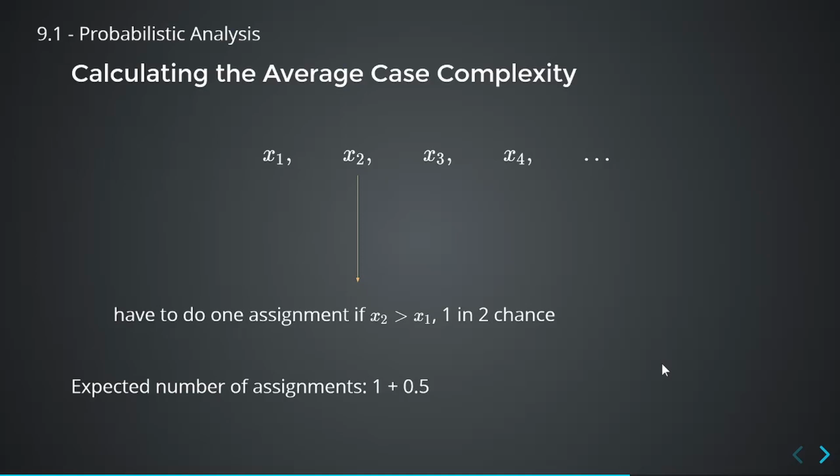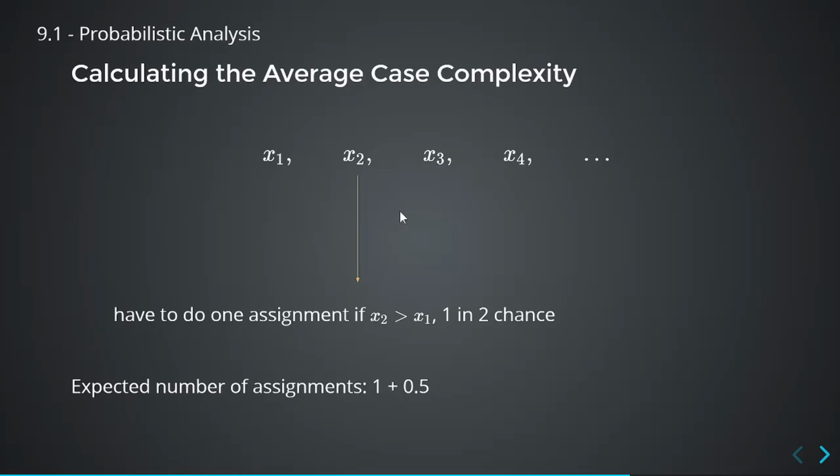What is the probability that x2 is the largest element so far, meaning it's larger than x1? You only have 2 elements, so the chance of this being bigger is 1/2. So the number of assignments you have to do is 0 if it's smaller than x1, 50% chance, and 1 if it's bigger than x1, 50% chance. So 0 times 1/2 plus 1/2 times 1, what is that? 0.5. That is the expected number of assignments that you have to do on the second element.